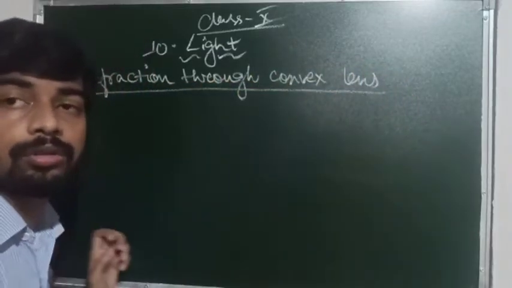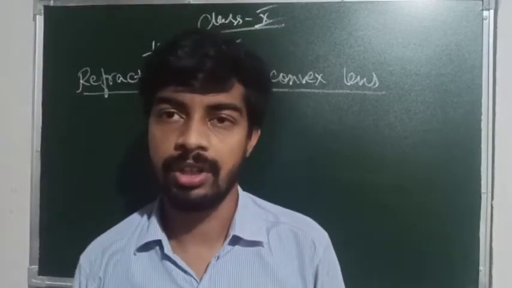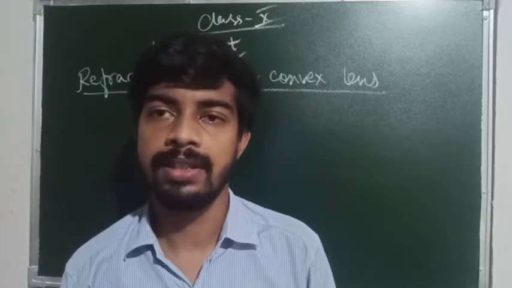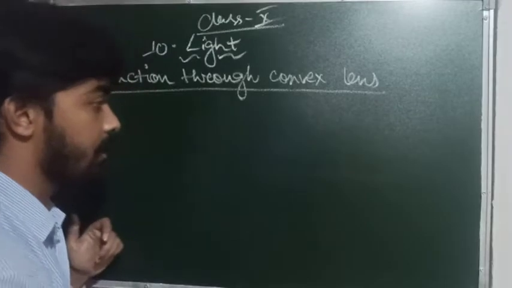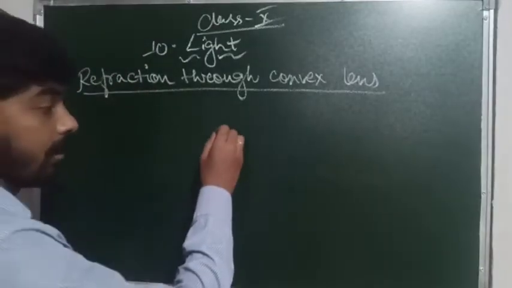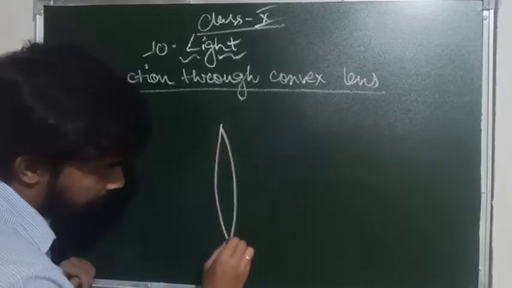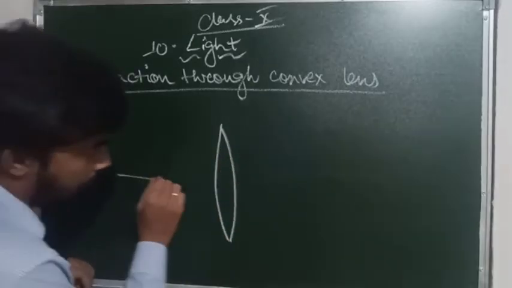Convex lens. So in refraction through convex lens there are total 6 positions in which the object is placed, and according to it we get the 6 different positions of image. Now convex lens, in the last video we learned that it is a converging lens. That means it converges or bends the light rays falling on it on a particular point.